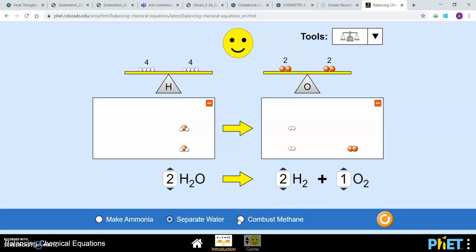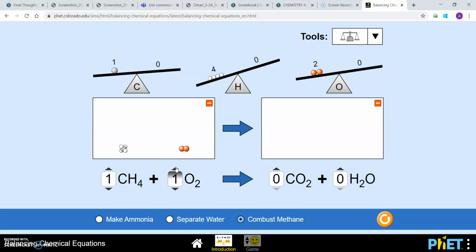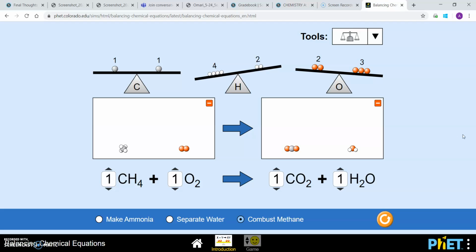Going down to combusting methane, it's going to be a similar idea. Methane, CH4, that's the natural gas, say if you had a gas stove, burns with oxygen in the air. Combustion reactions make carbon dioxide and water. If we take a look here, we can see there's 3 different elements we're keeping track of. There's the C, there's the H, and there's the O.